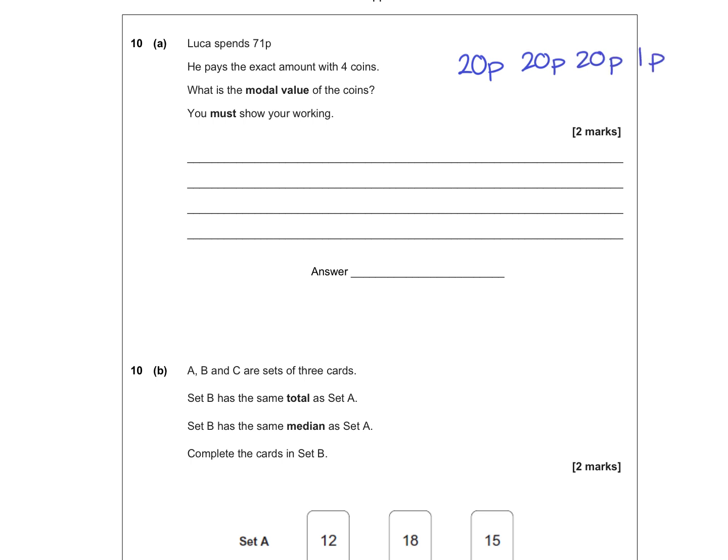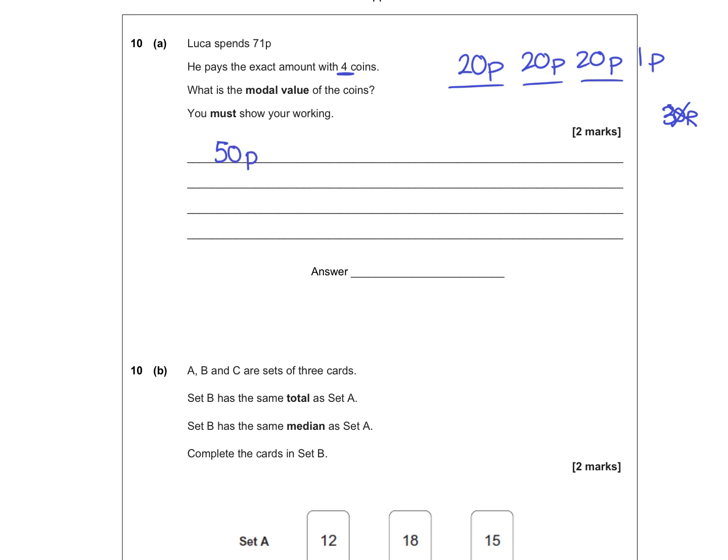All right, if those were the coins that he'd have, then obviously we can see there's 3 20s, so that would be the mode. Okay, we can't make up new coins like a 30p coin because that doesn't exist, so that's not going to work out. So he's got exactly 4 coins, and we need to figure out how much he has. I'm going to try to get as close to 70p as possible.